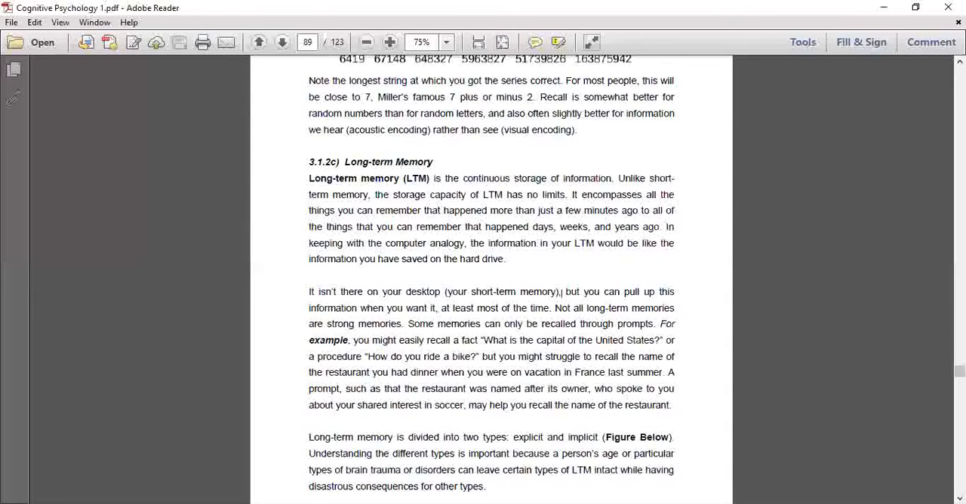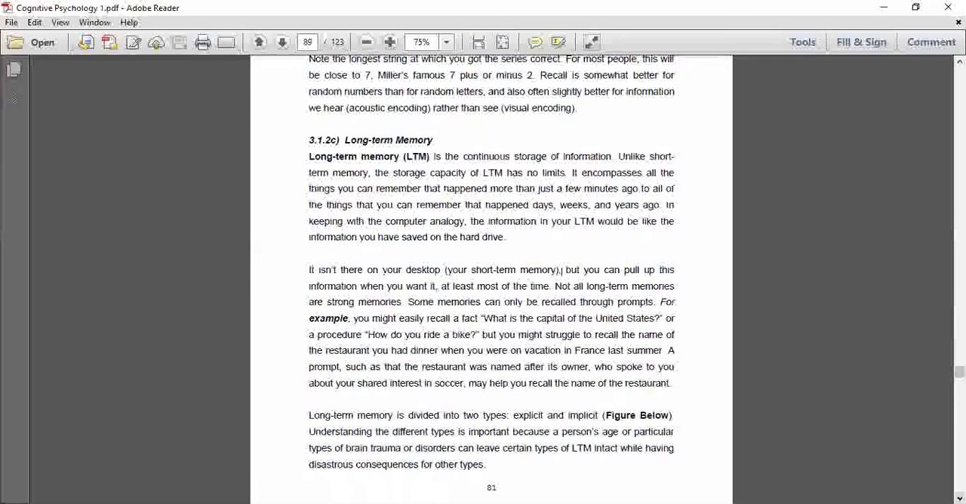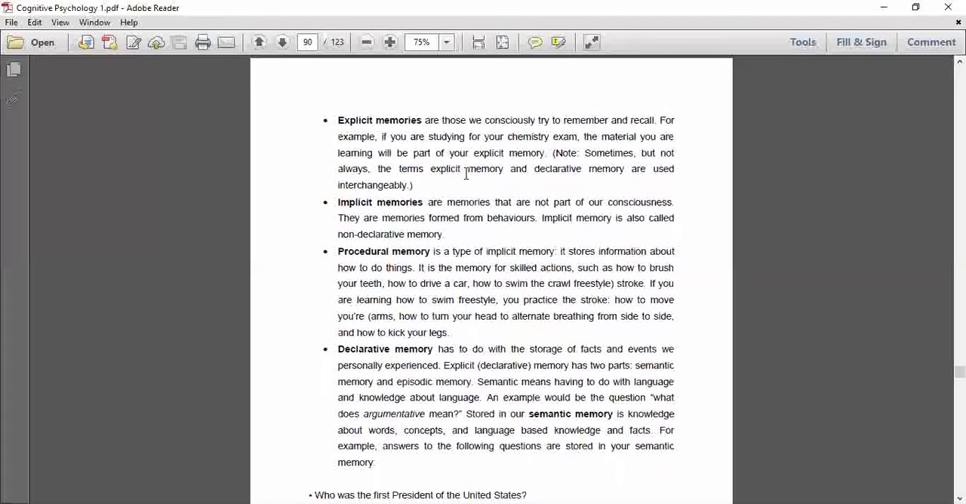So long-term memory is divided into two parts, explicit and implicit memory. Understanding the different types is important because a person's age or particular types of brain trauma or disorders can leave certain types of long-term memory intact while having disastrous consequences for other types. Let's look at other types of long-term memory: explicit and implicit.